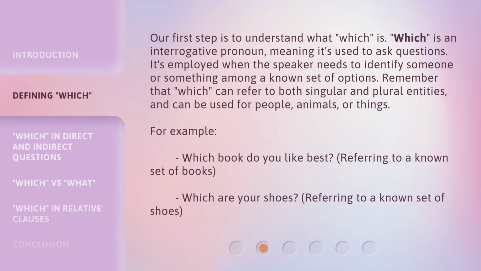Our first step is to understand what which is. Which is an interrogative pronoun, meaning it's used to ask questions. It's employed when the speaker needs to identify someone or something among a known set of options. Remember that which can refer to both singular and plural entities, and can be used for people, animals, or things.